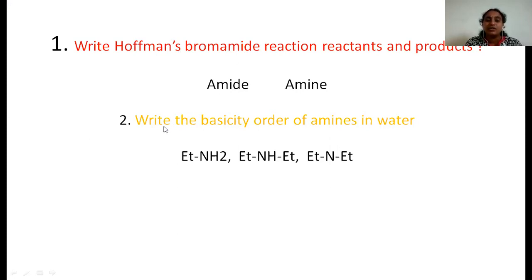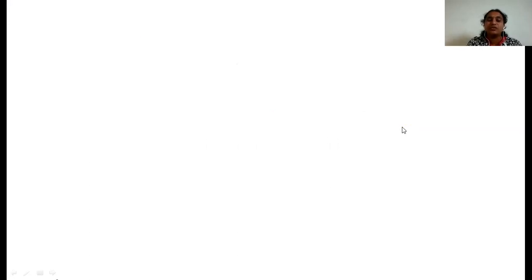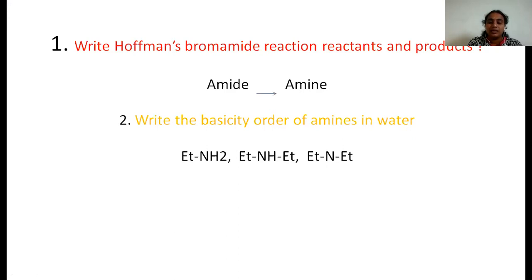The next question is, write the basicity order of amines in water. Here this is ethylamine, a primary amine, because the nitrogen is attached to one alkyl group. Next, this is the secondary amine, because the nitrogen is attached to two alkyl groups, whereas this is triethylamine, a tertiary amine.